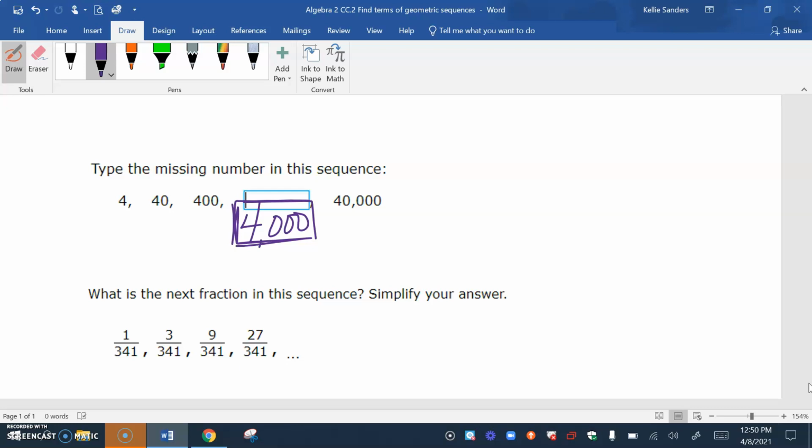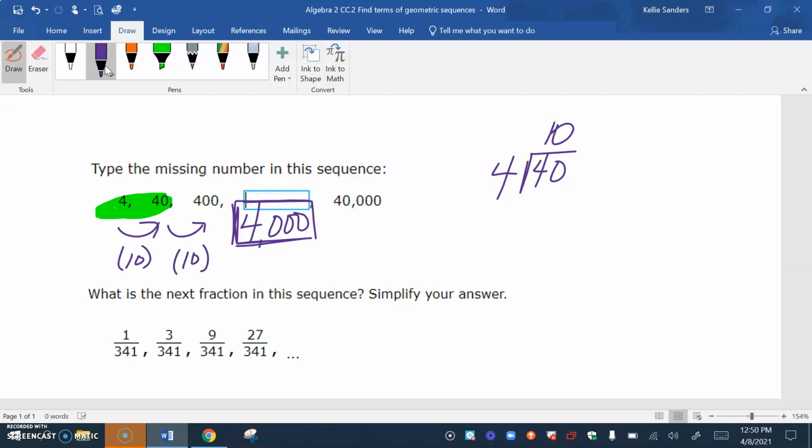But what if we didn't know that? So you would find two numbers that are next to each other, take the number on the right, and divide it by the number on the left. So 10 is the number being multiplied every single time. Take the number on the right, divide by the number on the left.